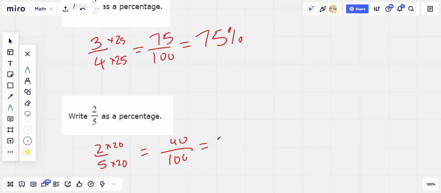So 2/5 is 40%. And actually, the way I usually remember this is each fifth is another 20%. So 1/5 is 20%, 2/5 is 40%, 3/5 is 60%, 4/5 is 80%. So that's a little bit of work in turning fractions into percentages when they have those kind of easy denominators of 10 or 4 or 5.